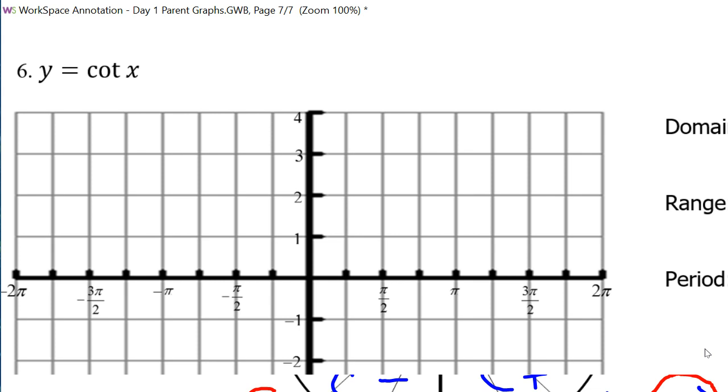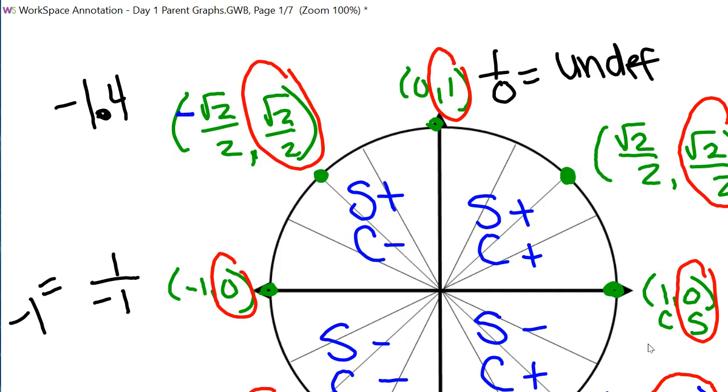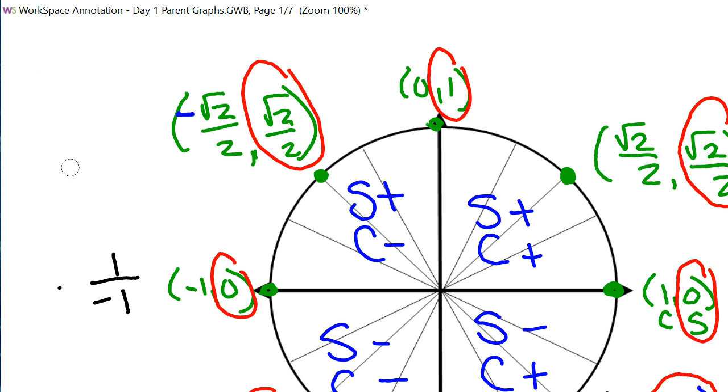Okay, the final one, last one. Now we have the cotangent parent function. So if tangent is sine over cosine, how would you find the cotangent? Cosine over sine. So this would be cosine of x divided by sine of x. I'm going to go back to my unit circle. Okay, cosine divided by sine.